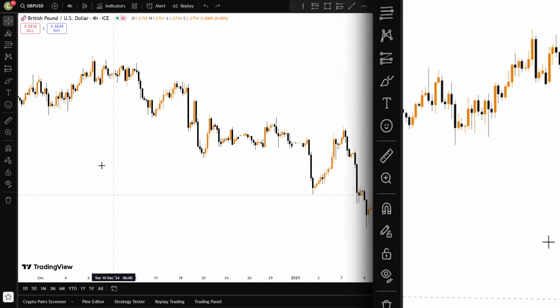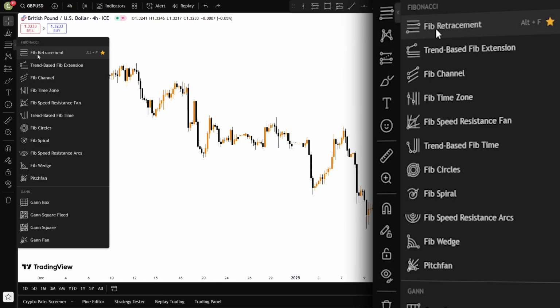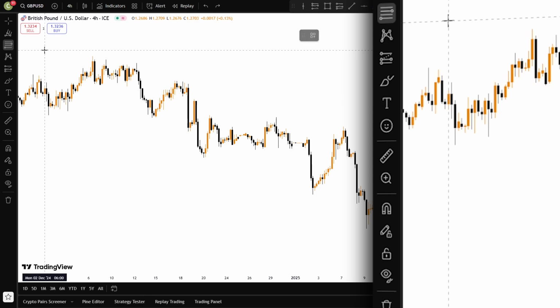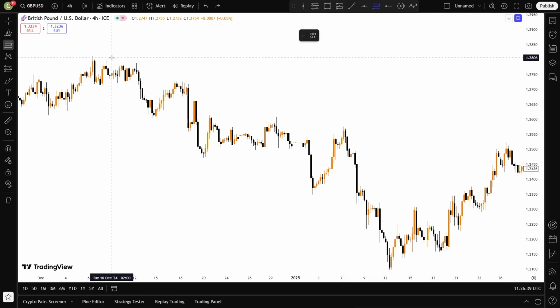Now the next tool is the Fibonacci tools, and under the Fibonacci tools there are many tools in there, but as you can see, one of them is my favorite, and that is the Fib retracement tool, because that tool is very powerful in the market. What it does is it allows you to identify pullback levels for a trend.